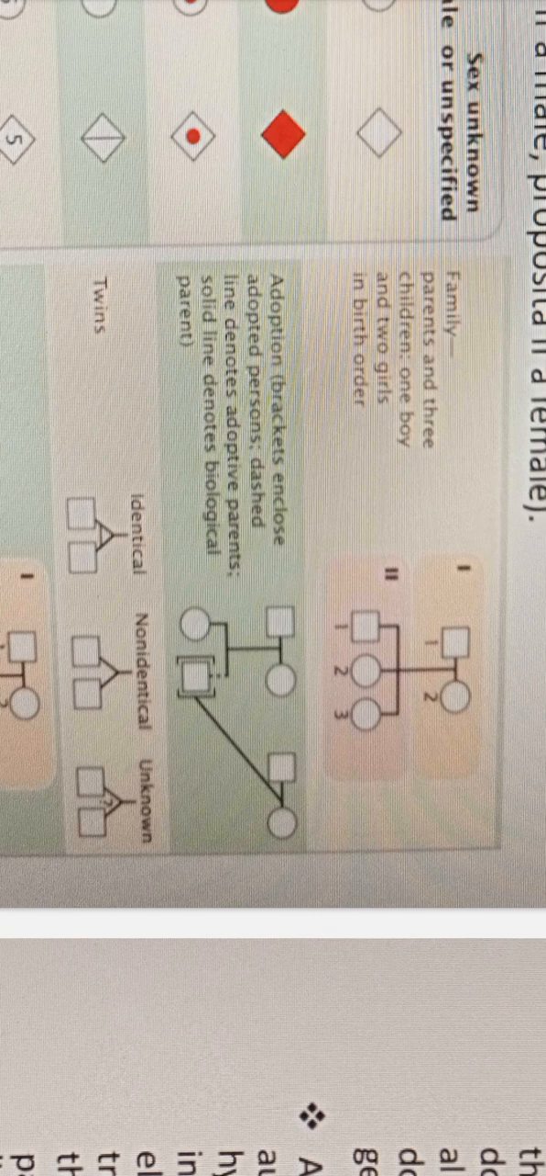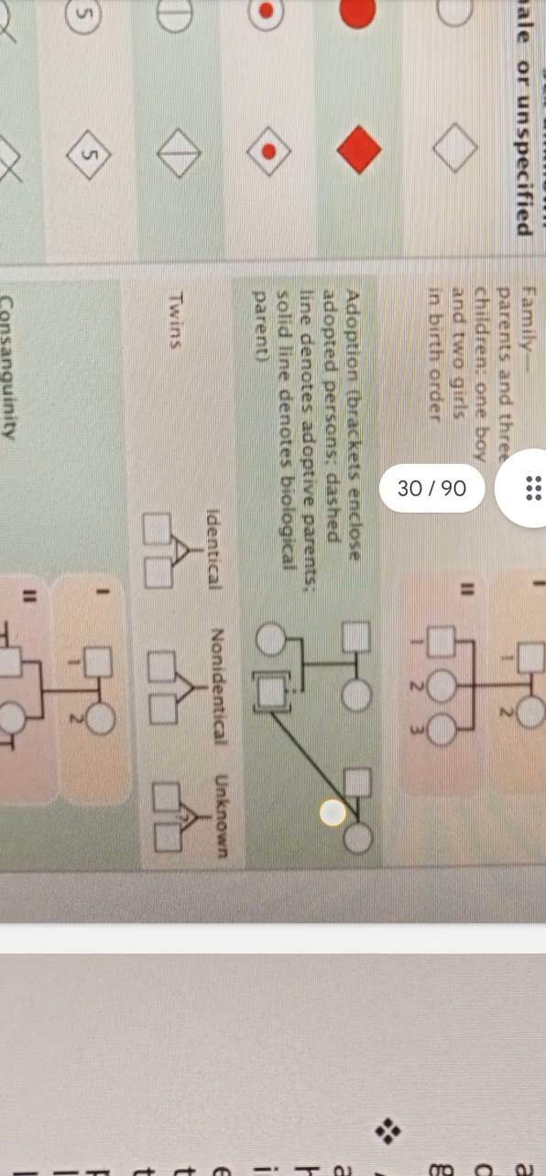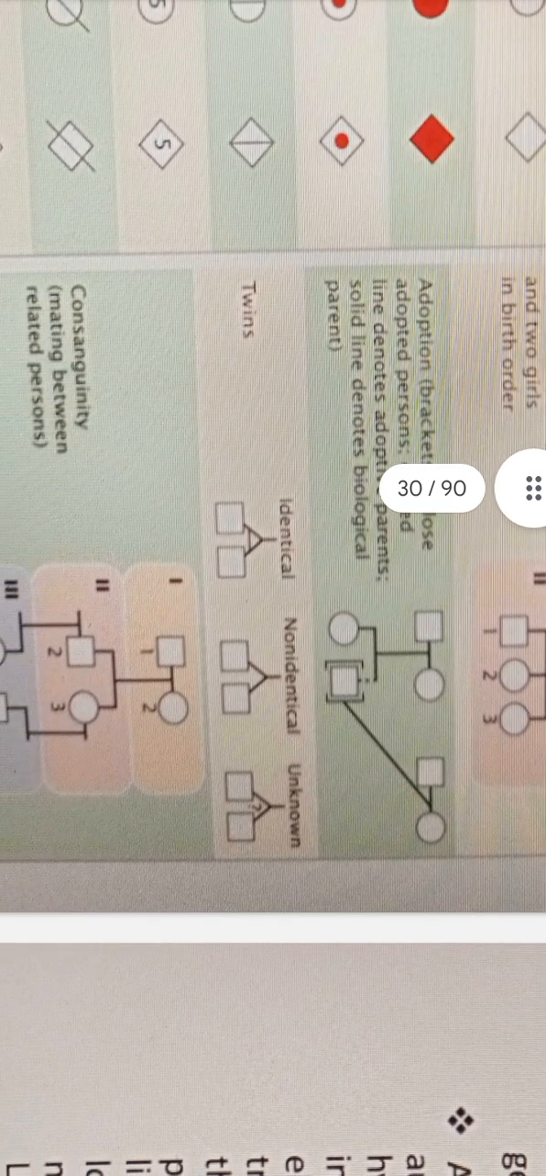A dashed line denotes adoptive parents, but brackets enclose adopted persons. Then a solid line denotes a biological parent. Then twins: identical, non-identical, unknown.